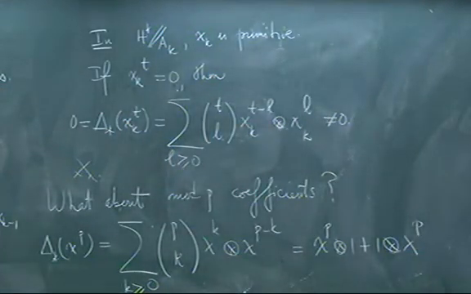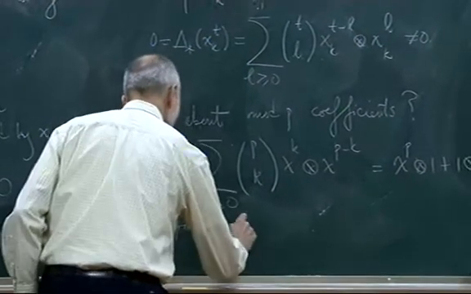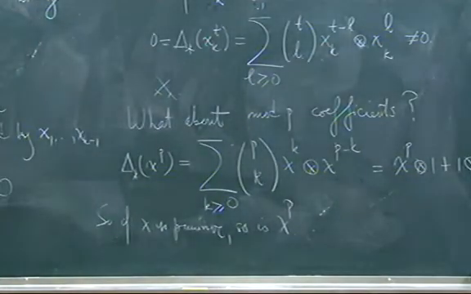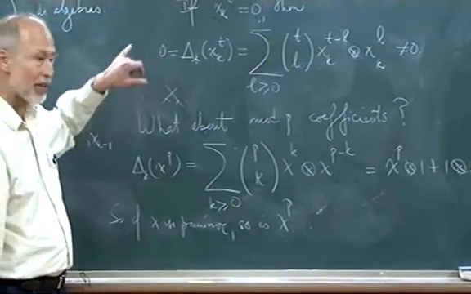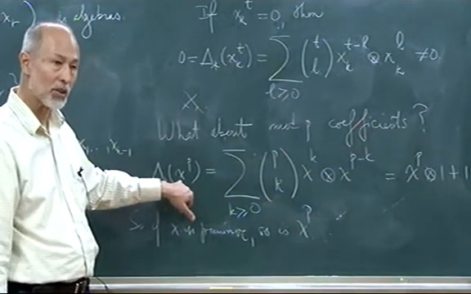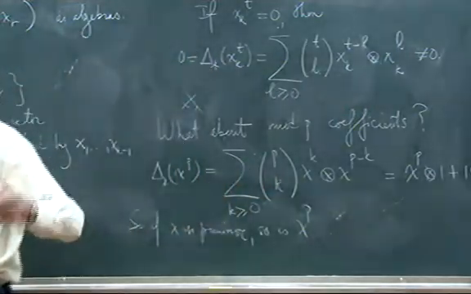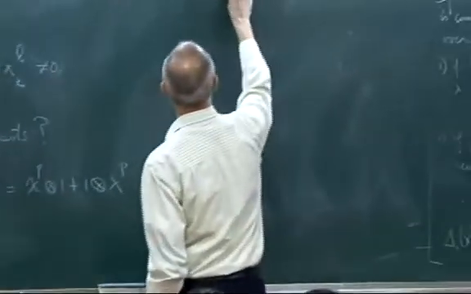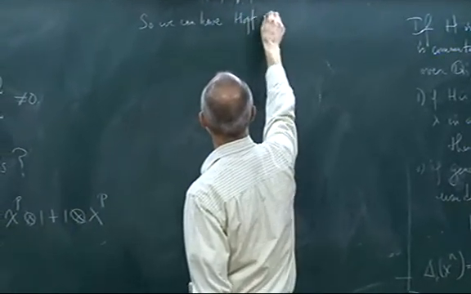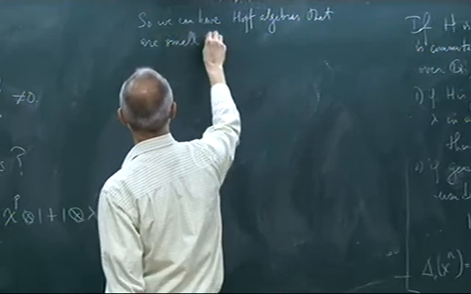And so if x is primitive, so is x to the p. And it's also the case that when I plug this into this formula, I don't get a contradiction. Right? If x to the p is 0, then of course I get 0 on the left, but I also get 0 on the right. There are no terms in between that get in the way. And so it's possible then, we can have Hopf algebras that are small mod p.